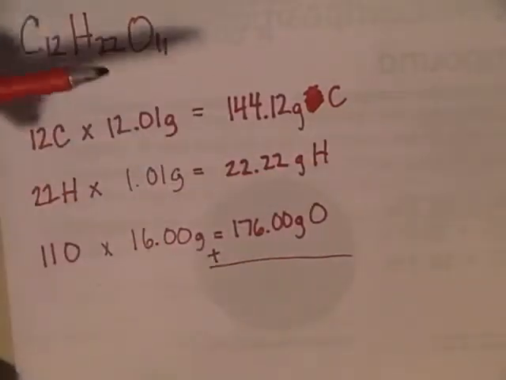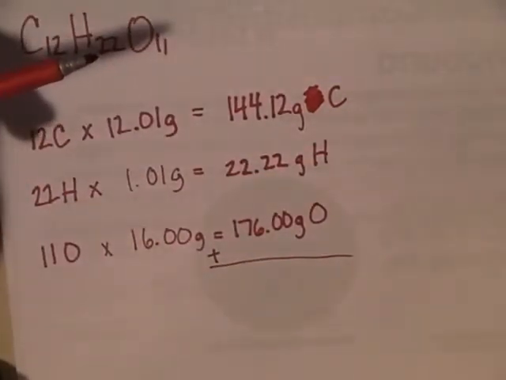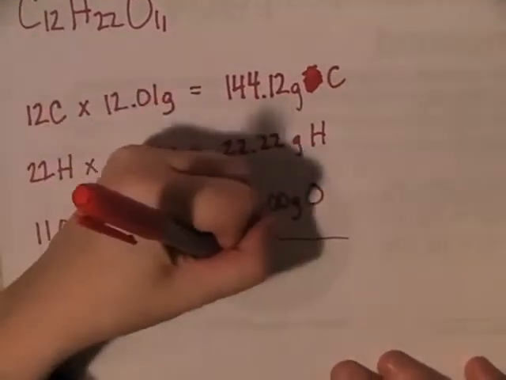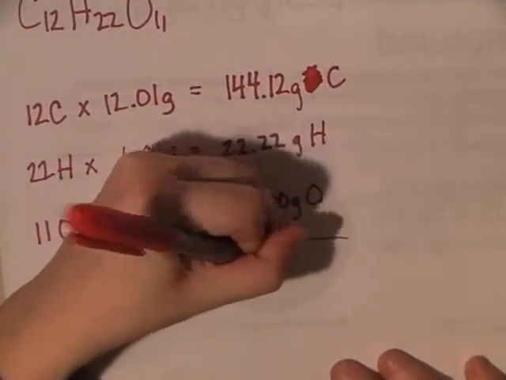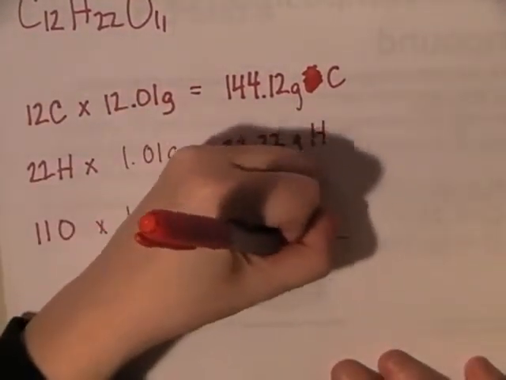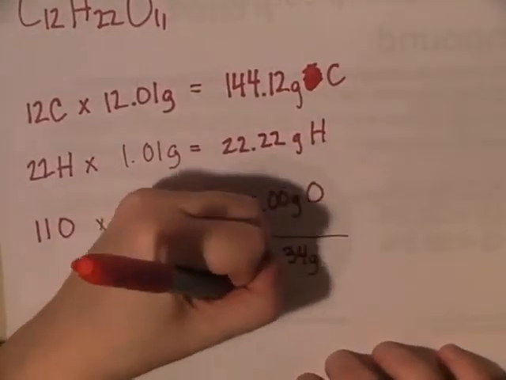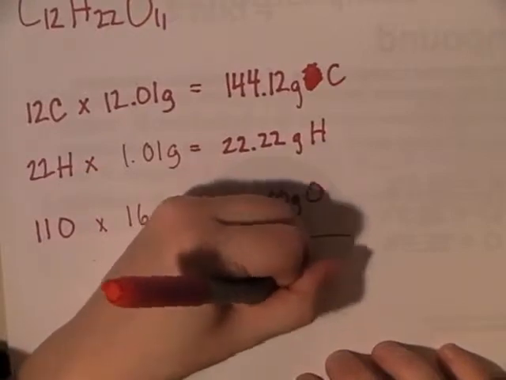Next thing we need to do is add all of these up. So 144.12 plus 22.22 plus 176.00. You get a total mass of 342.34 grams, right? And that's of sucrose, of C12H22O11.